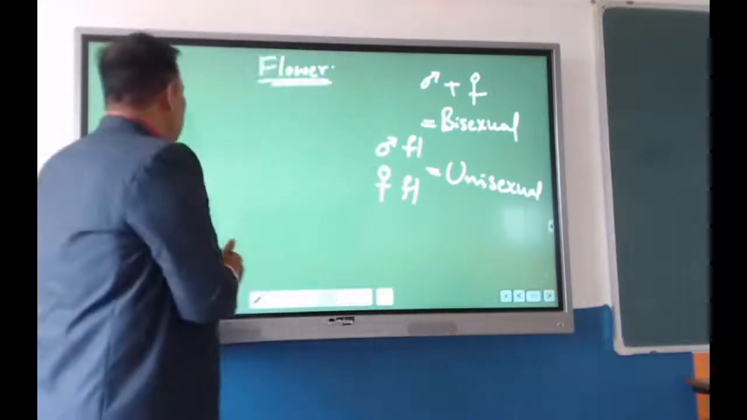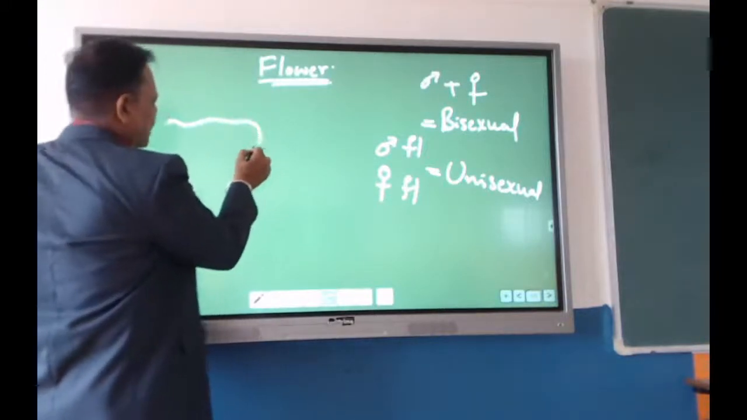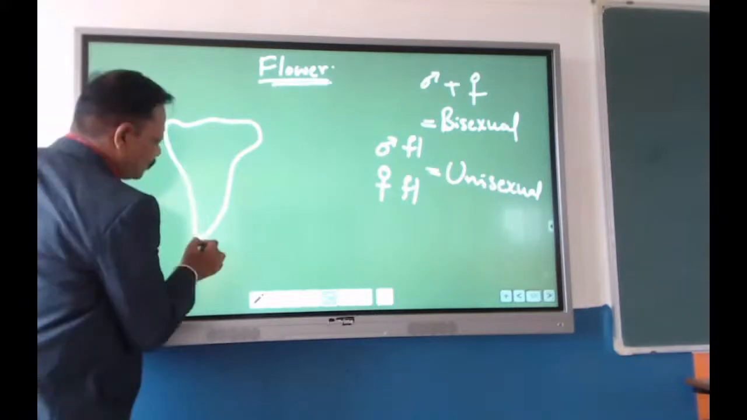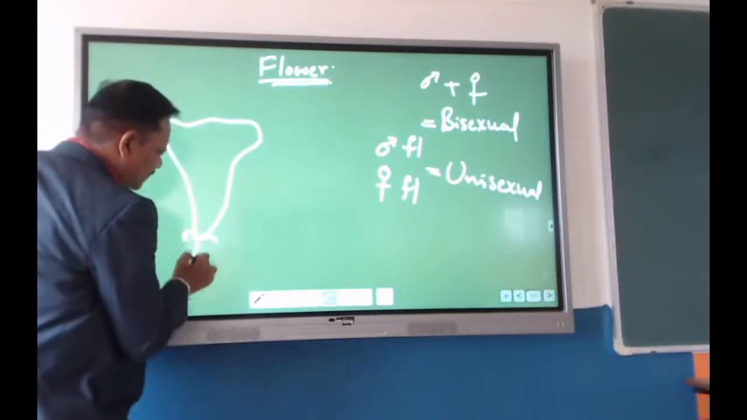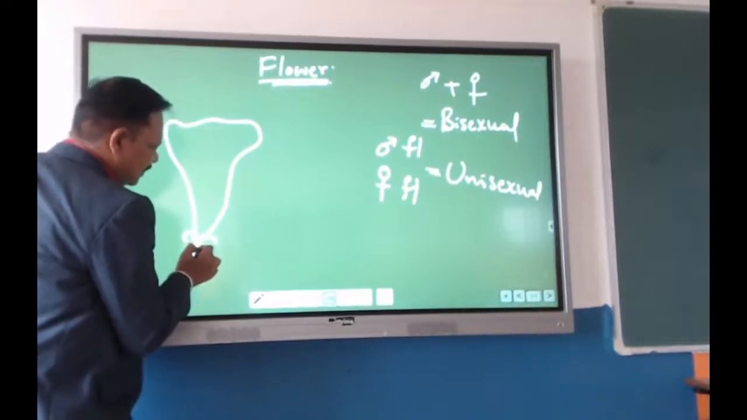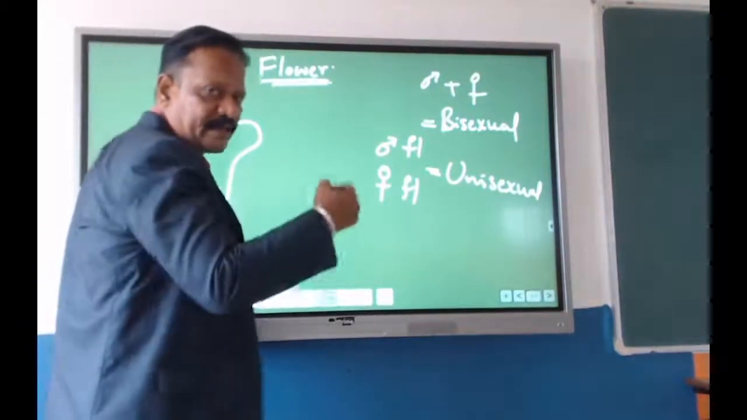Now, so you are knowing the flower, when you are taking, the flower used to be in this way: pedicel, it is containing thalamus, then apicalyx, calyx, corolla, androecium, gynecium.